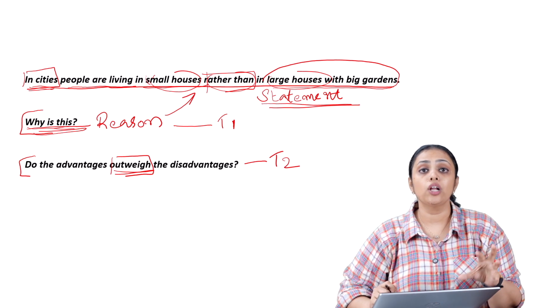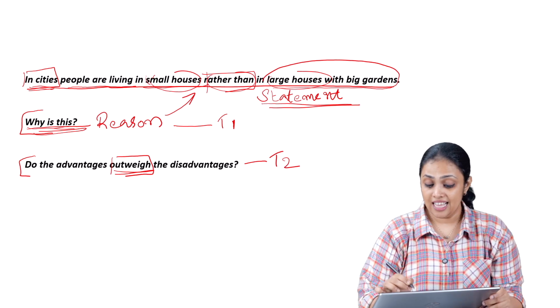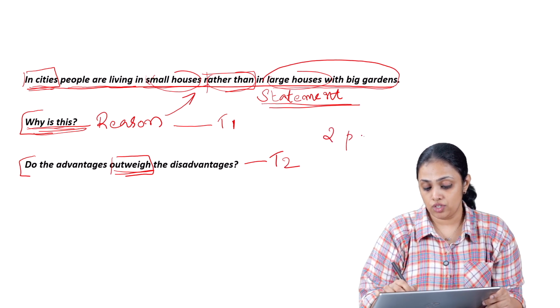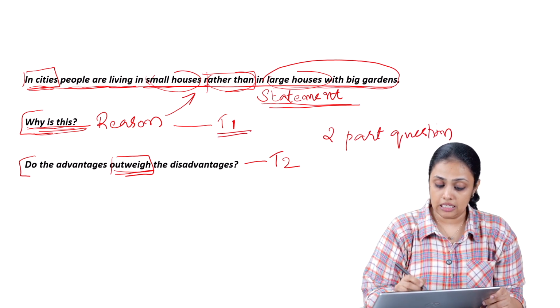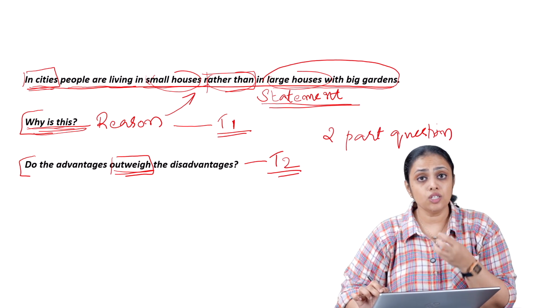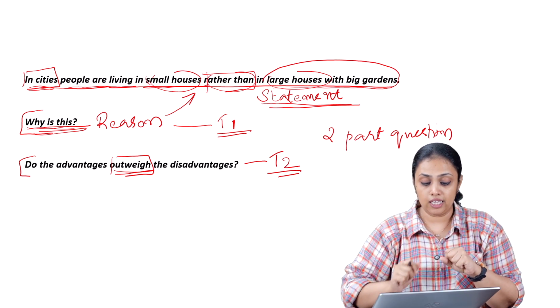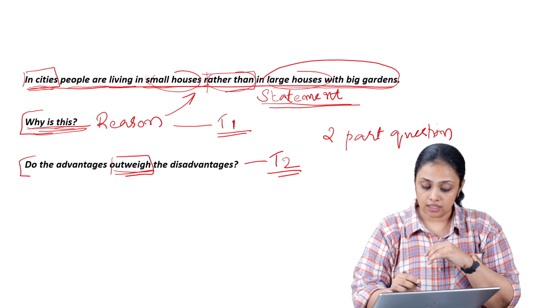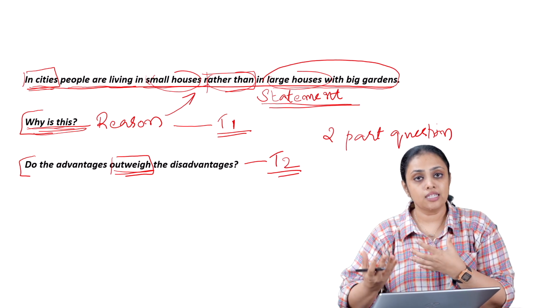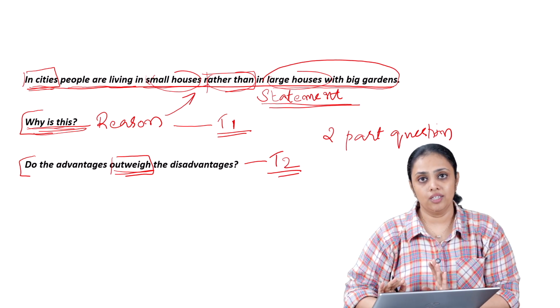It's not a purely advantage outweigh disadvantage question. Instead, it is a two-part question where you have to answer these two parts, T1 and T2. In T1, you have to give the reasons why people live in small houses these days when compared in cities specifically, okay? And in part 2, you have to say whether this trend is more advantageous or disadvantageous.